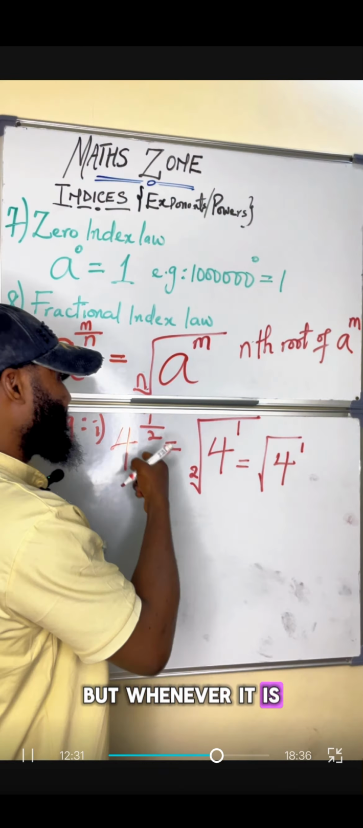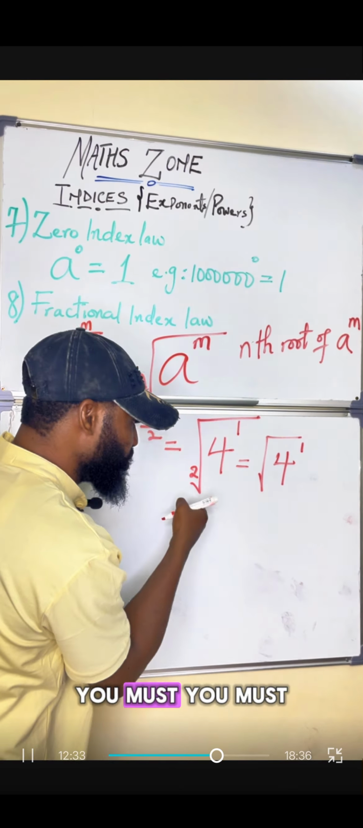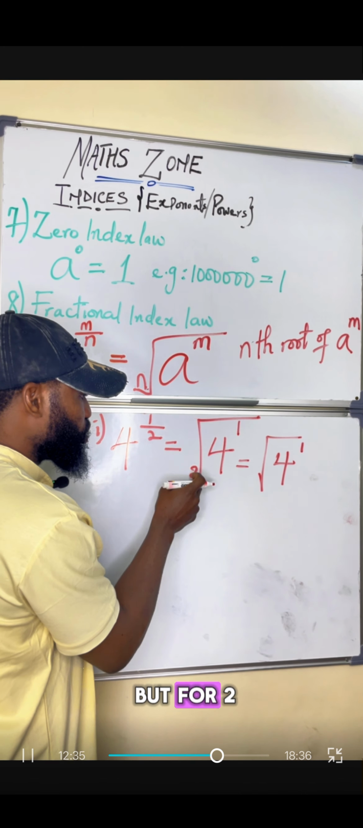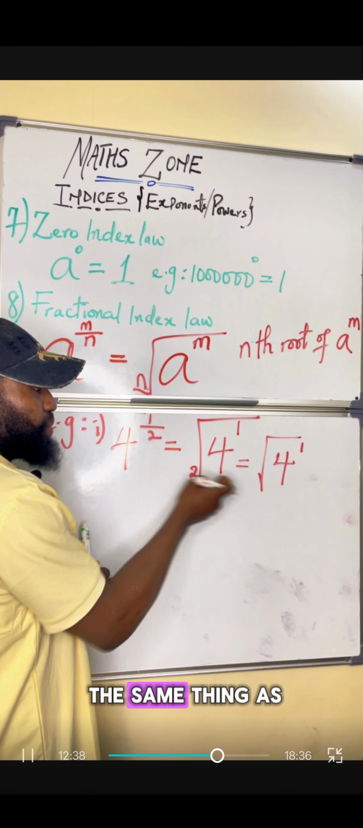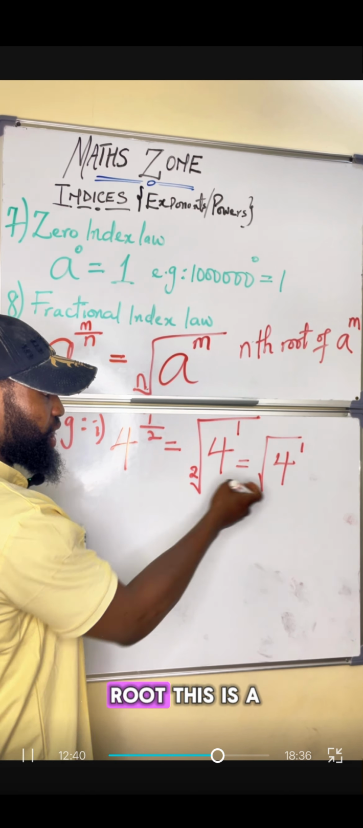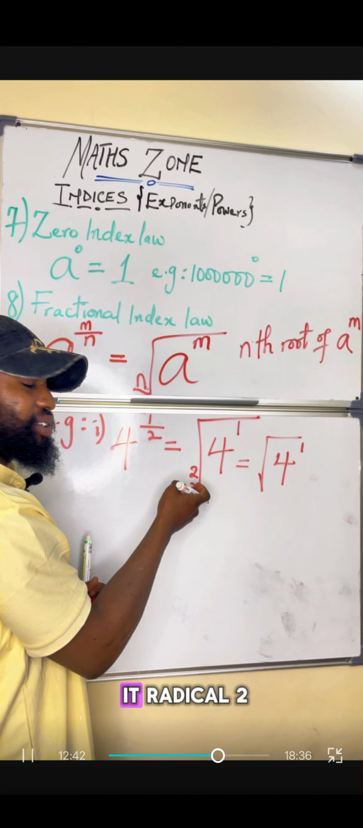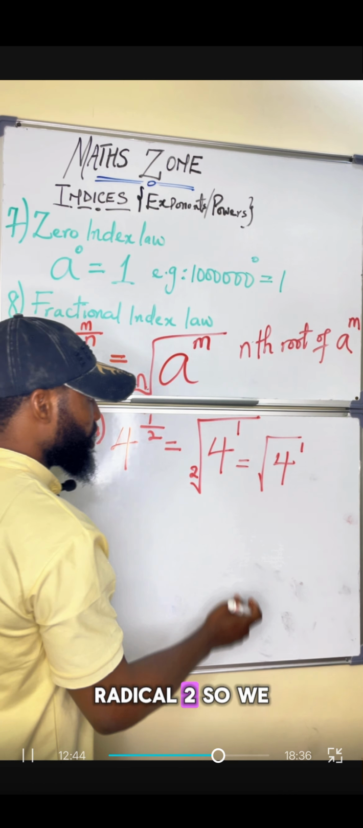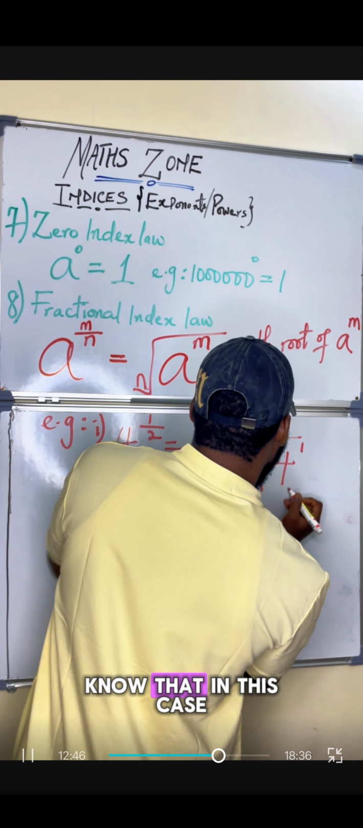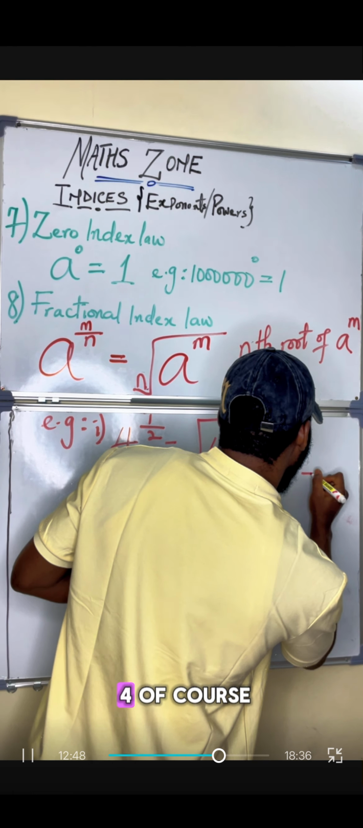But whenever it is any other number, you must write it, you must show it. But for 2, you do not need to put it because this is still the same thing as writing this. This is a square root, this is a square root. Or we also call it radical 2.